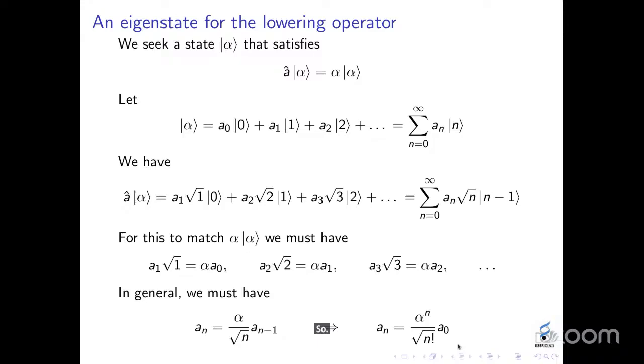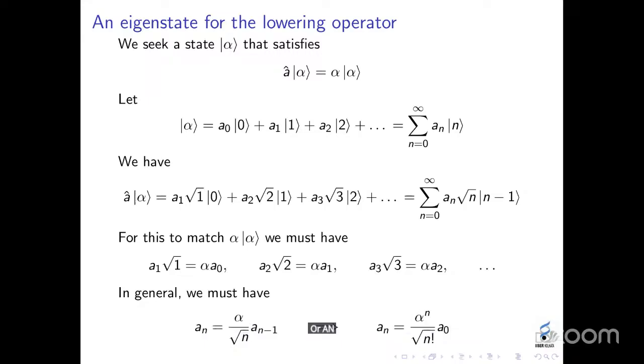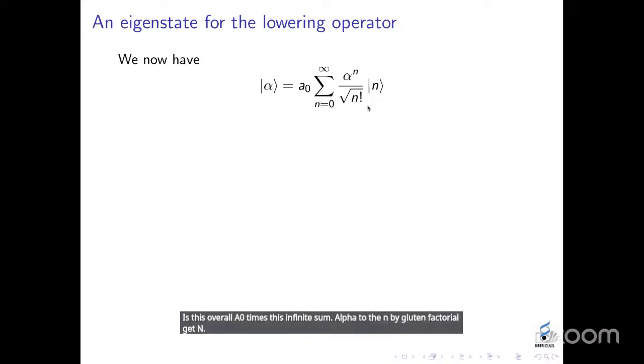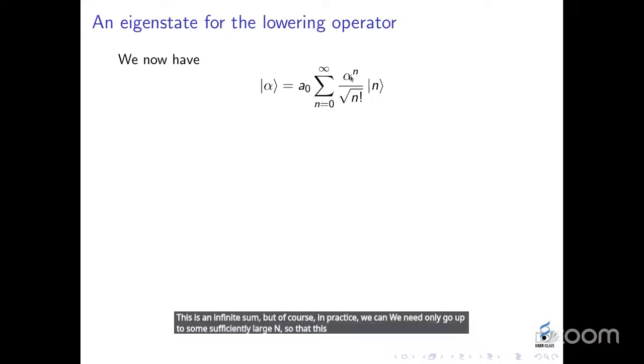So we have managed to figure out all the coefficients, A1, A2, A3, all the way up to A infinity, or An for any n, in terms of the one coefficient A0. And that means we have found our eigenket. The ket alpha is this overall A0 times this infinite sum, alpha to the n by root n factorial, ket n. This is an infinite sum, but of course, in practice, we need only go up to some sufficiently large n so that this 1 by root n factorial in the denominator will cut everything down.